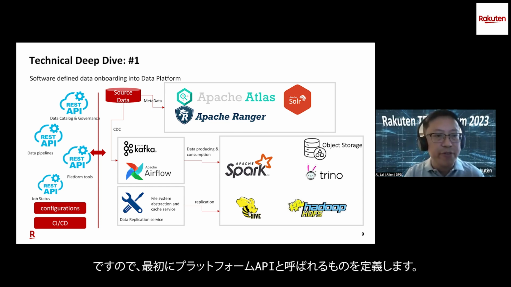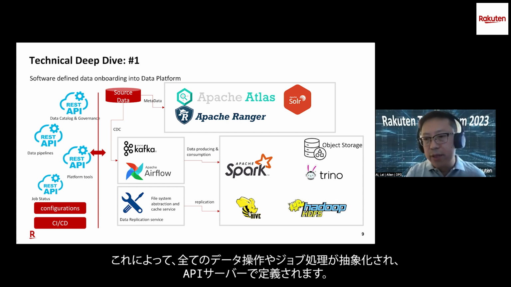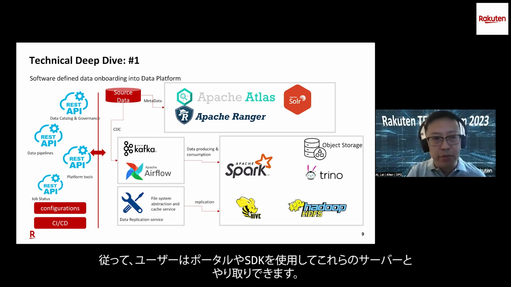So we need a service-defined approach, right? Firstly, we define the so-called platform API, so that all these data operations, loading, and job setup get a proper abstraction and can be defined as API servers. The user can interact with these API servers easily through a portal, or through a command line or SDK, to integrate.